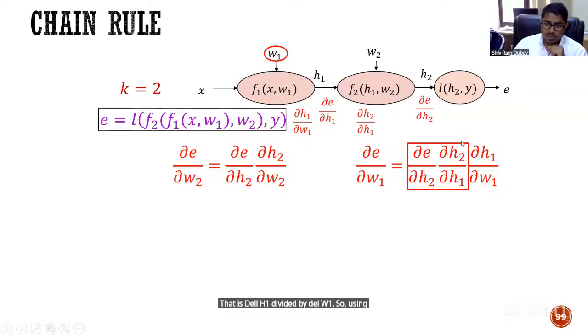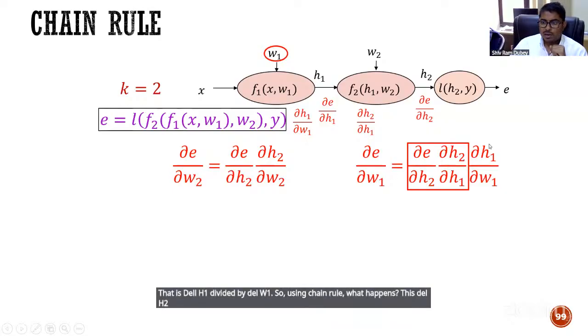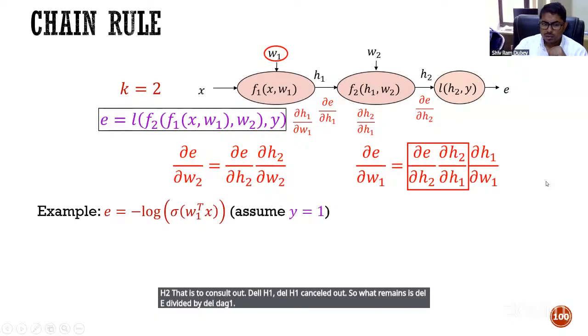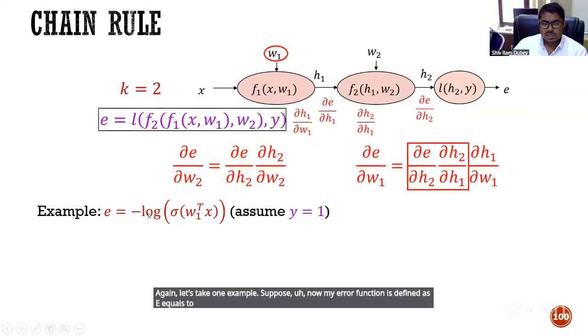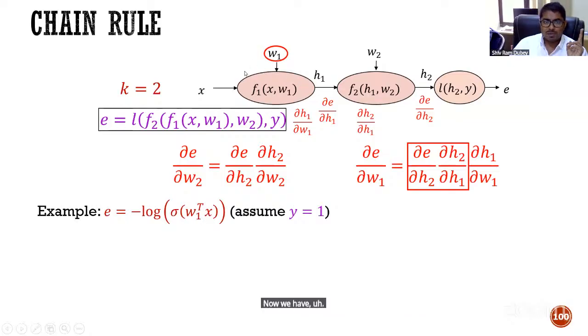So using the chain rule, what happens? This del H2 cancels out, del H1 cancels out. So what remains is del E divided by del W1. Again, let's take one example. Suppose now my error function is defined as E is equal to minus log, which means cross entropy loss. So we use the cross entropy loss, and this sigma is sigmoid of W1 transpose X. So W1 transpose X is F1, sigmoid is F2, and minus log is my error function here.